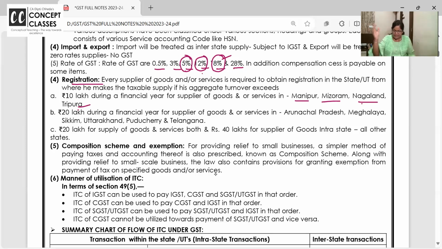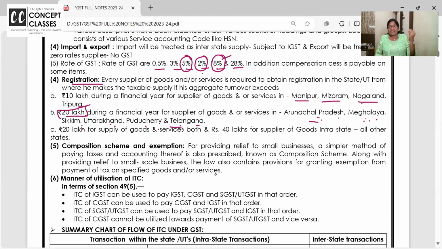In the registration chapter we will write the complete list in detail. For all the other states, it is 20 lakhs in Arunachal Pradesh, Meghalaya, Sikkim, Uttarakhand, Puducherry and Telangana. I had made a short form for you all to remember these states. I'll give it to you in the registration chapter. Just listen to it, this is a basic thing. Arunachal Pradesh, Meghalaya, Sikkim, again northeastern states, Uttarakhand, Pondicherry, now Puducherry, and Telangana. So these 5 states, their limit is also 20 lakhs.